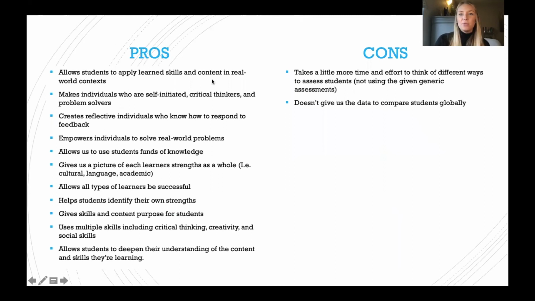And I'm going to move myself over here so that we can see everything that we need to. So looking at this visual, it's clear that there are a lot more pros to authentic assessments than there are cons. I'm going to start with the cons. It does take a little bit more time and effort to think of different ways to assess students, instead of giving the generic assessments.